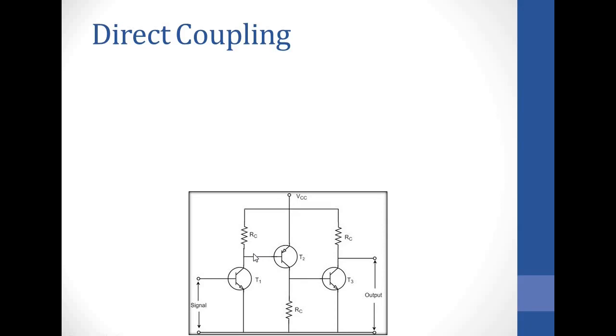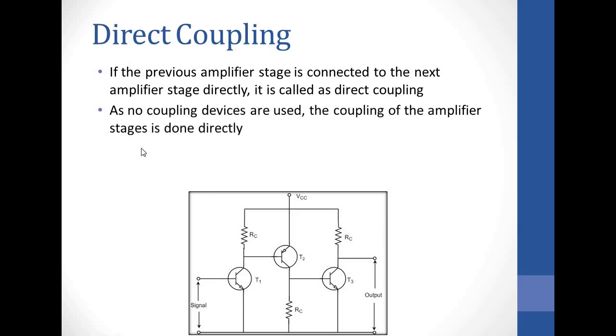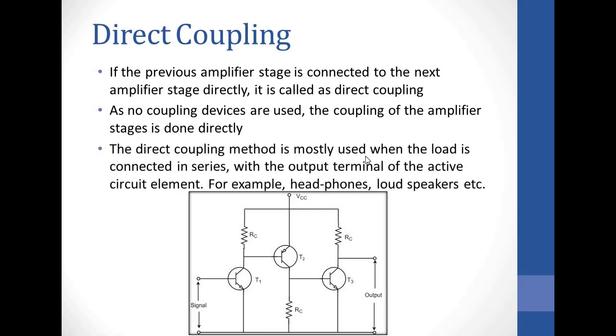Then we've got direct coupling. As you can see, T1 is connected to T2, T2 is connected to T3. There is no coupling device in between. So this is direct coupling, and it is normally used when we want to connect series devices. No coupling devices are used in this case. The direct coupling method is mostly used when the load is connected in series, meaning that there is no issue of impedance matching. Examples are headphones and loudspeakers.